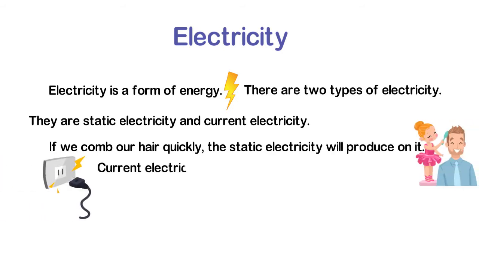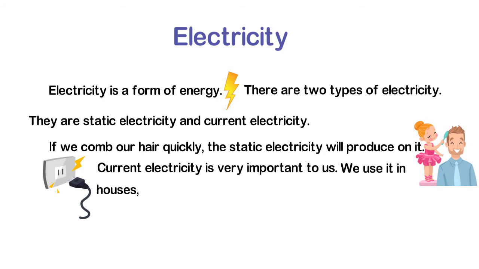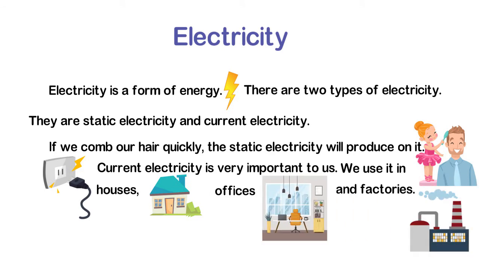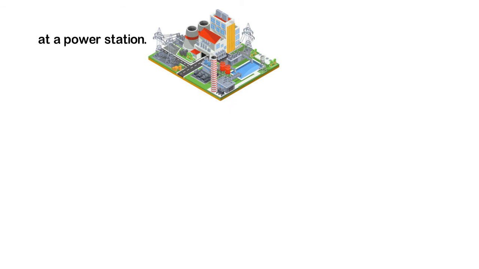Current electricity is very important to us. We use it in houses, offices and factories. Current electricity is generated or made at a power station. It comes to our houses through thick wires.